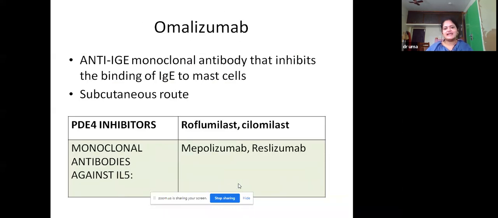Omalizumab is an anti-IgE monoclonal antibody that inhibits the binding of IgE to mast cells. It is given by the subcutaneous route. It is used only in people where the IgE levels are high. The disadvantage with this drug is that it is very costly. Phosphodiesterase 4 inhibitors are roflumilast and cilomilast. And the monoclonal antibodies directed against interleukin 5 are mepolizumab and reslizumab. These are the newer drugs used for bronchial asthma.